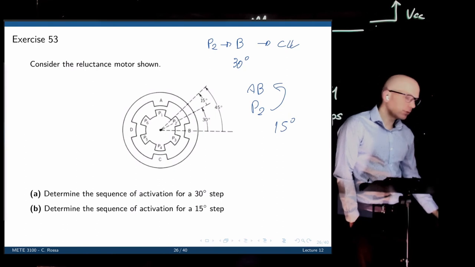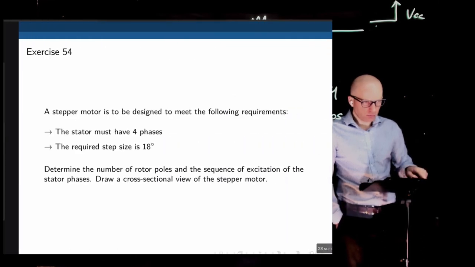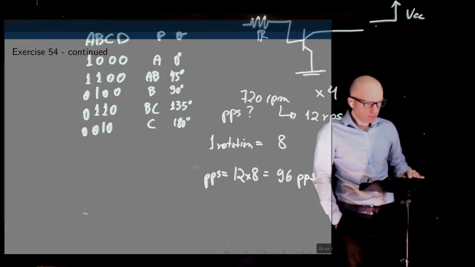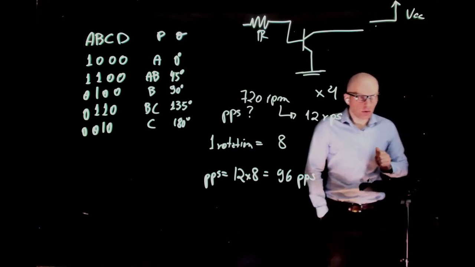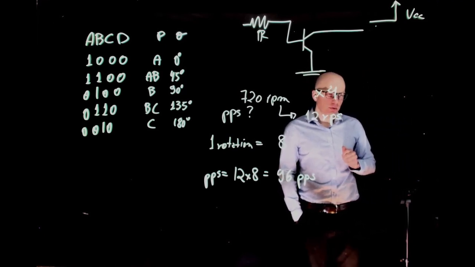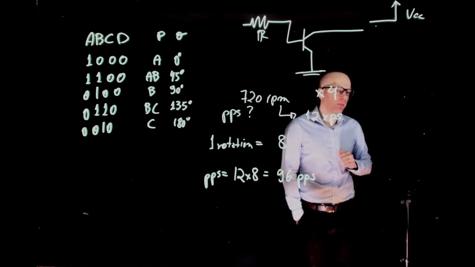I'm sorry. Can I just ask a quick question? Sure. So for exercise 56, if we go down to DA, like all the way at 315, it would be 1001, right? 1001, yeah, that would be the last one before we go back to A. Yeah. Okay. Thank you.